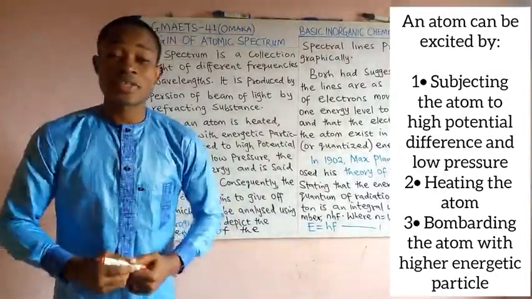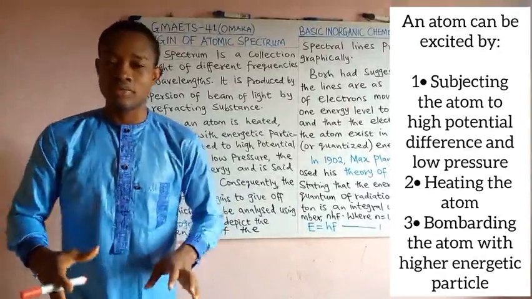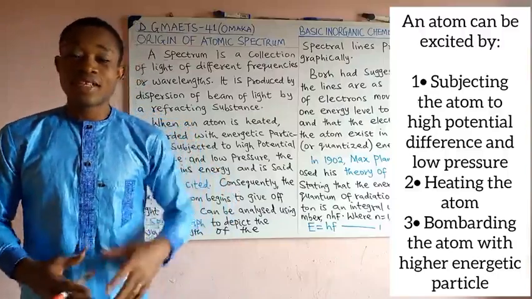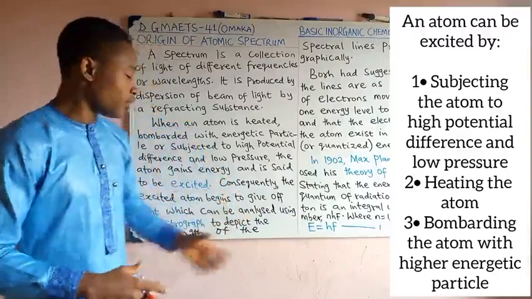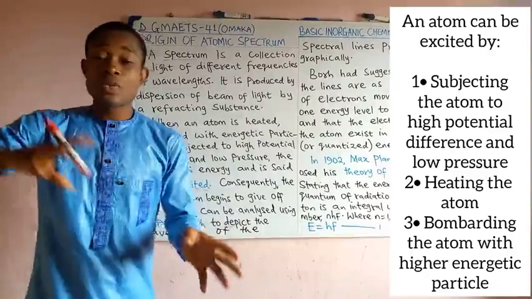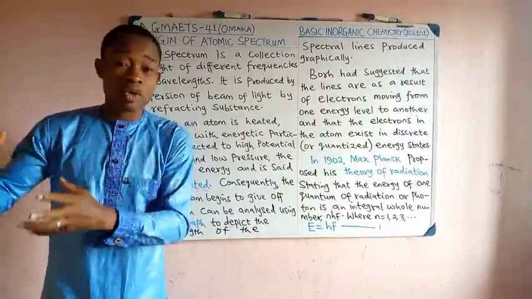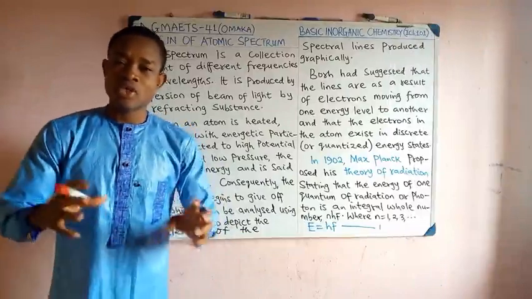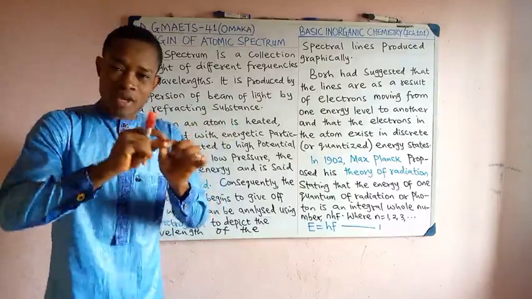The excitation is as a result of the atom having gained energy. And what is the consequence of this excitation? The electrons of the atoms will start moving. This idea we already established when we discussed the development of atomic theory. And when these electrons start moving, according to Niels Bohr, there are traces of lines they give.